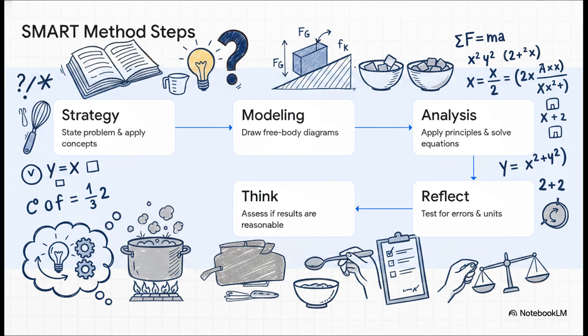Step 3 is analysis. This is the actual cooking part, where you apply your fundamental principles and use algebra to solve the equations. Step 4 is reflect. Taste testing. Check for any obvious errors, verify your units match up perfectly, and substitute your answers back into unused equations to ensure they actually work. And finally, step 5 is think.